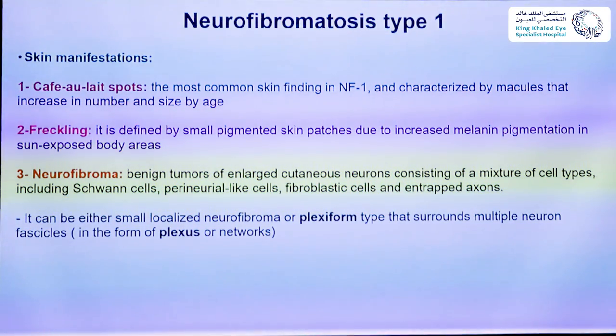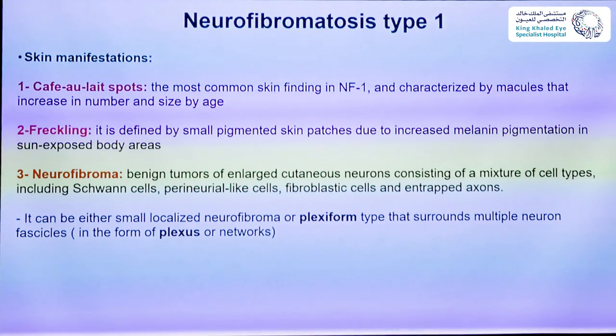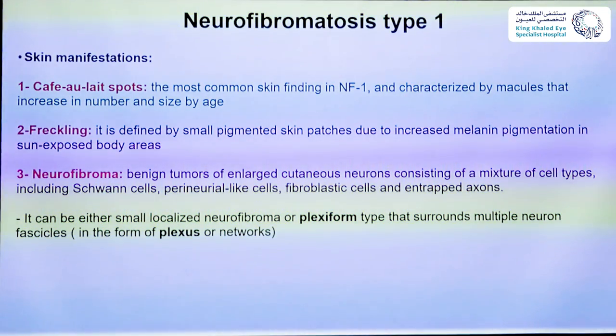We have the cafe-au-lait spots, which are the most common skin finding, and they are characterized by flat lesions or macules, and they are pigmented. Cafe-au-lait, everyone knows, is coffee with milk, so it's like the same color. And they can increase in number and size with age.